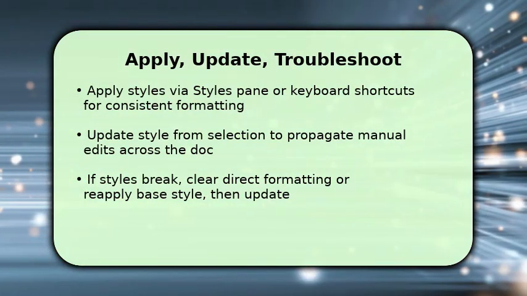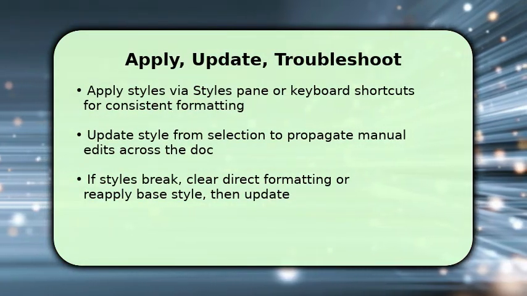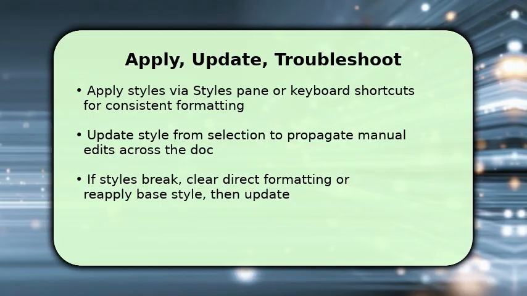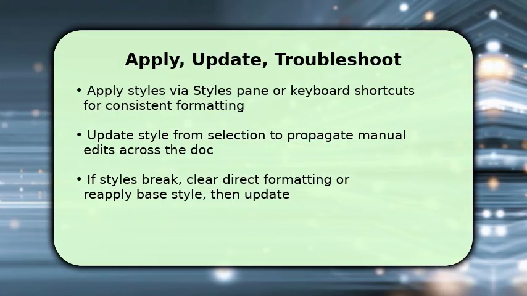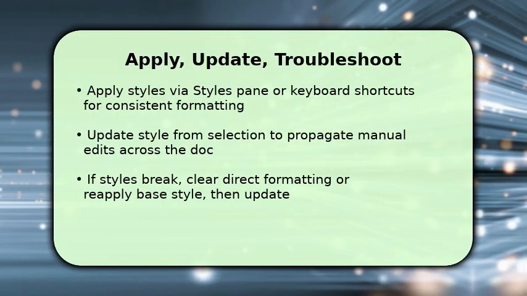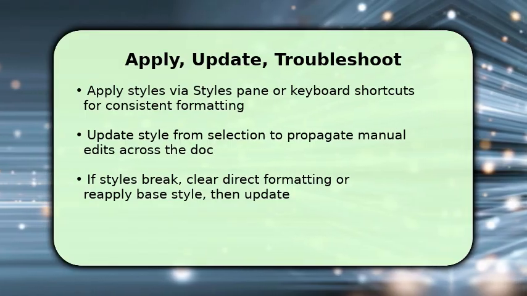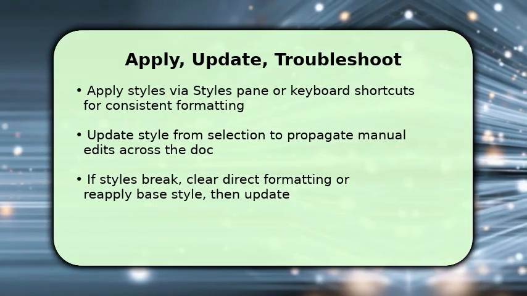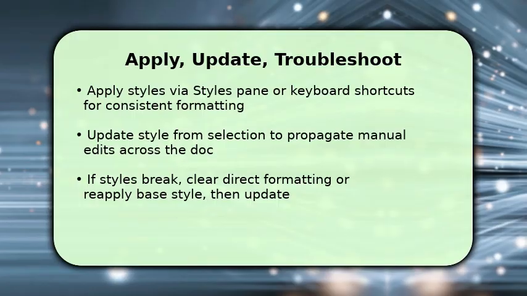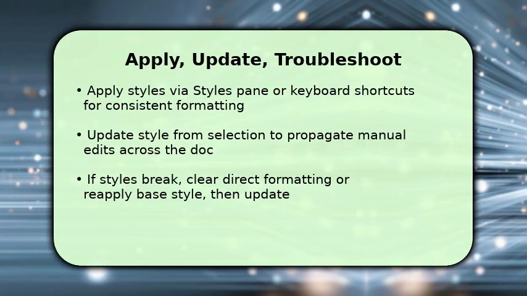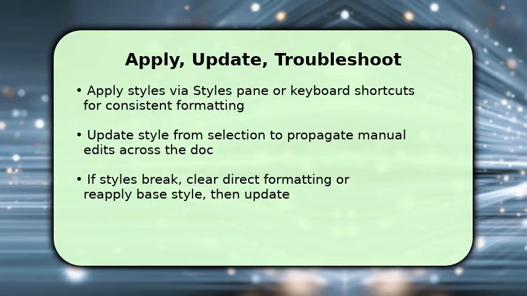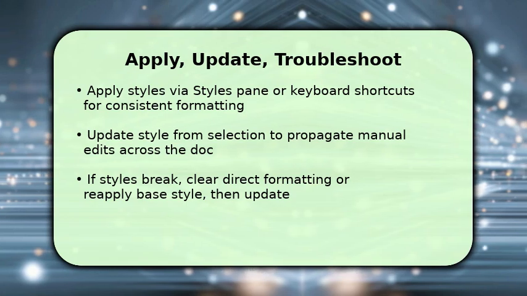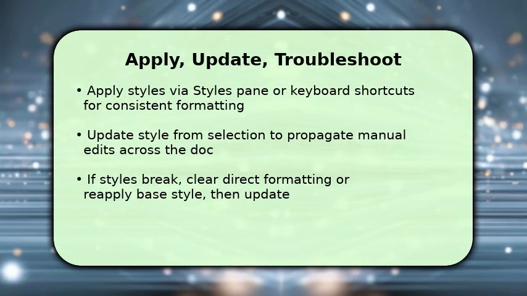Finish by applying and verifying styles across the document so everything is uniform. Use the Styles pane or your shortcuts to tag each heading, caption, and paragraph. Once applied, updating a style updates all instances. If you need to change the look later, modify the style or update style to match selection and watch the document refresh. If formatting looks wrong, clear direct formatting, Control plus space, and reapply the style. This fixes local overrides and restores consistency quickly.